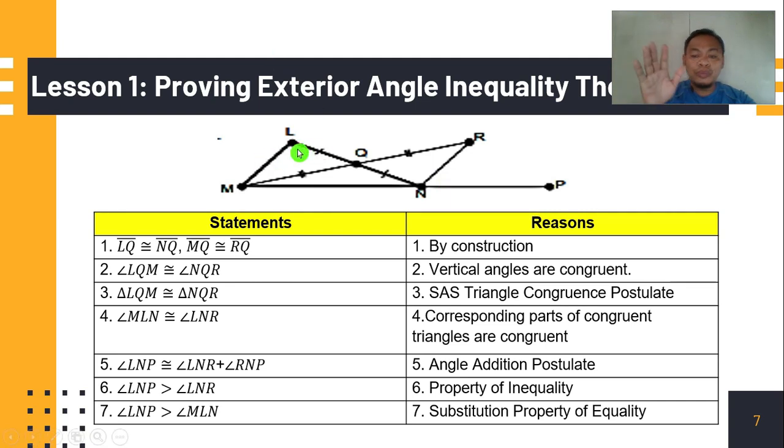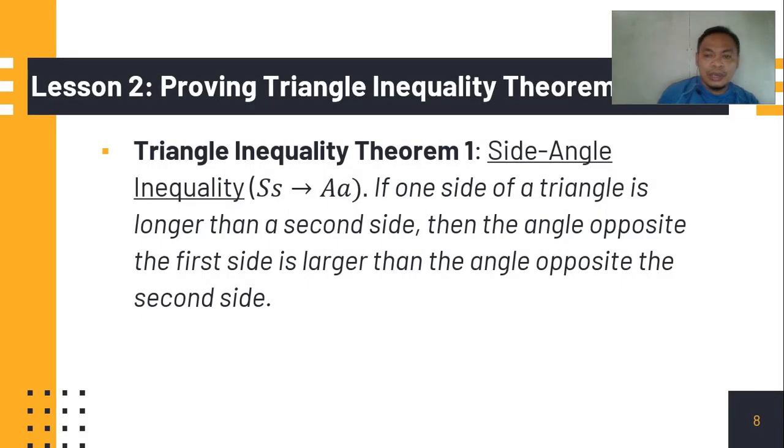So therefore, na-prove na po natin by substitution property of equality na si LNP is greater than MLN. Okay, so I hope naging sa ibig natin sabihin. Okay, so lesson number 2. This is still proving triangle inequality theorem.